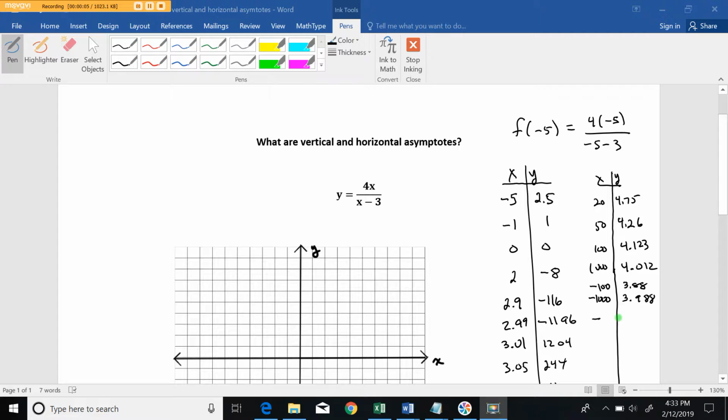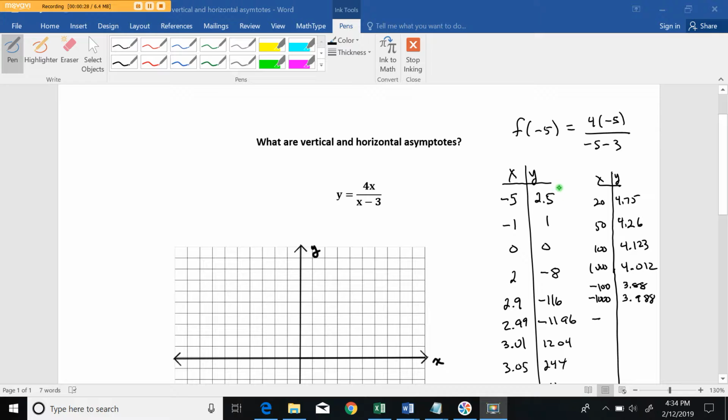I'm making this video to answer the question that I know is on everyone's mind: what are vertical and horizontal asymptotes? What we're going to do is look at this function right here, y equals 4x over x minus 3. That's an example of a rational function. Rational functions are like fractional types of functions where you have polynomials in the top and the bottom, right?